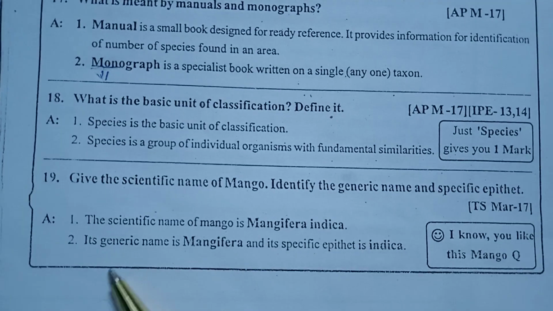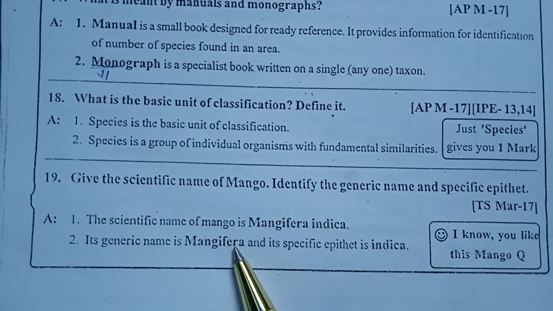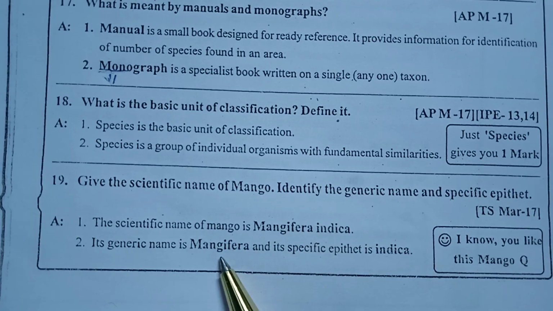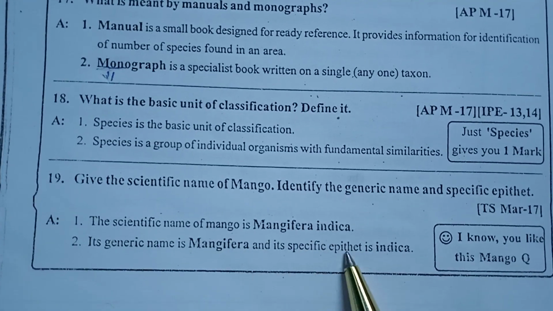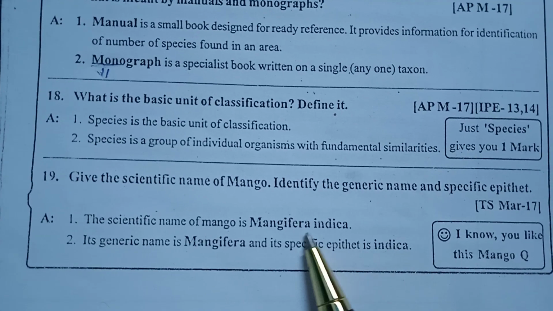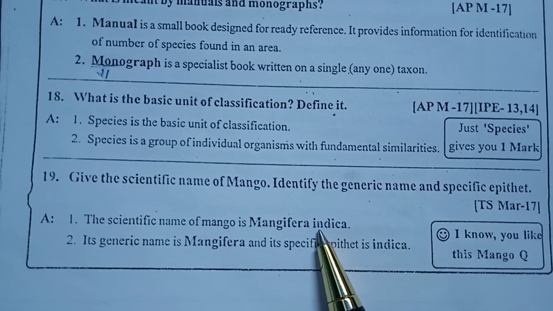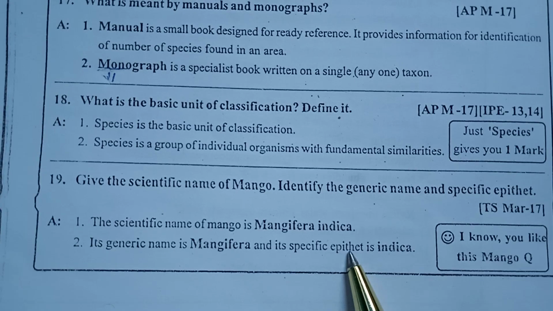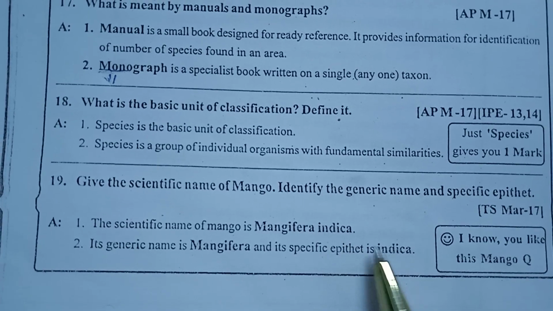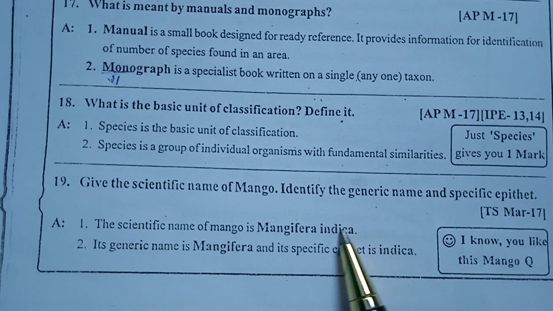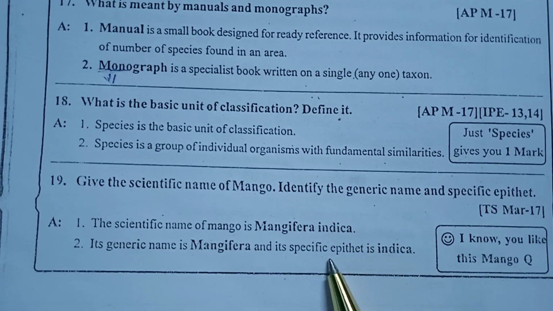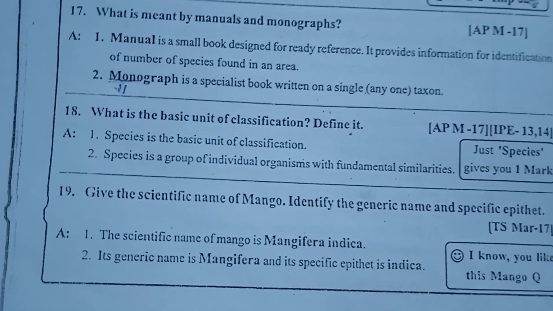Have you got it? Its generic name is Mangifera. The first name, Mangifera, is called the generic name. And its specific epithet is indica. The second name is called the specific epithet, that is indica. The first name we represent as the generic name, the second name we represent as the specific epithet.